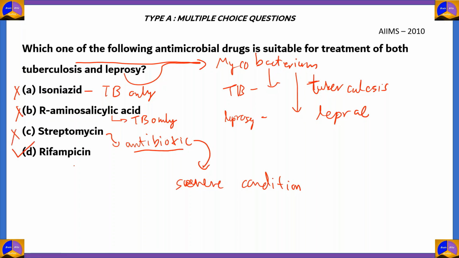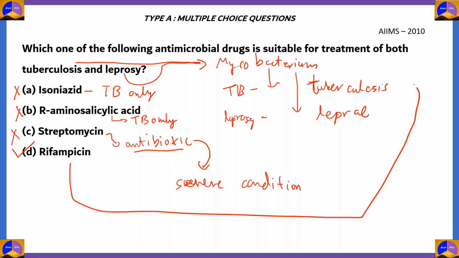The right answer is option D, rifampicin, because rifampicin affects the bacteria in the Mycobacterium genus. And since TB and leprosy are both in Mycobacterium genus, we can safely say that rifampicin is suitable for treatment of both tuberculosis and leprosy. So option D is the right option.